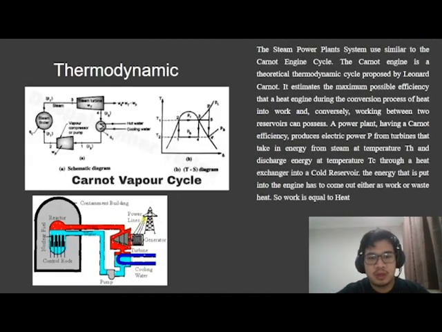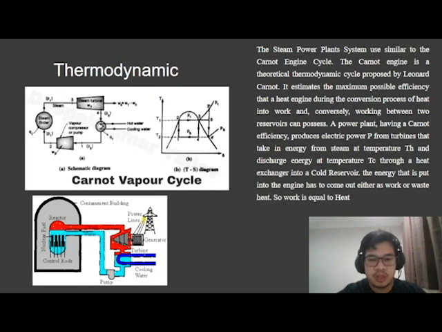The thermodynamics of the electric power plant is very similar to the Carnot engine or heat engine. As you can see, there is a schematic diagram, and it looks like a Carnot cycle. The Carnot cycle, or theoretical thermodynamic cycle, was proposed by Sadi Carnot. We can estimate the efficiency of a heat engine during the conversion process. There are two reservoirs, in this case the hot reservoir and the cold reservoir.